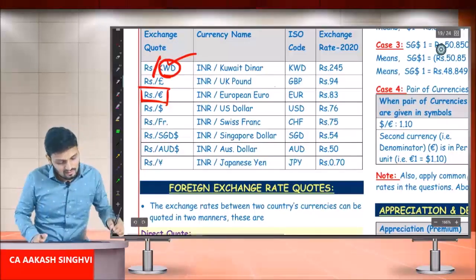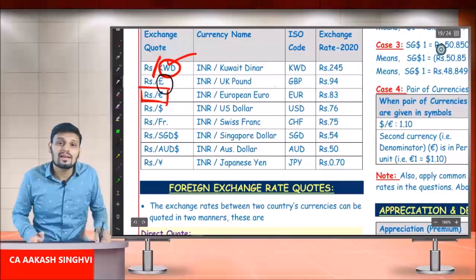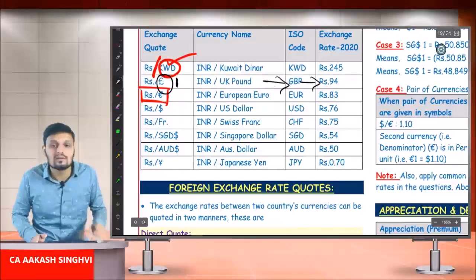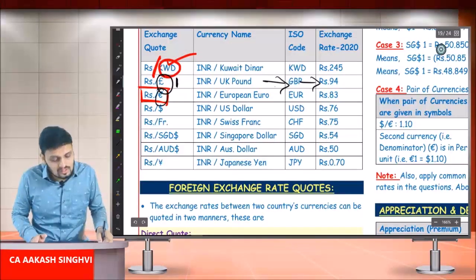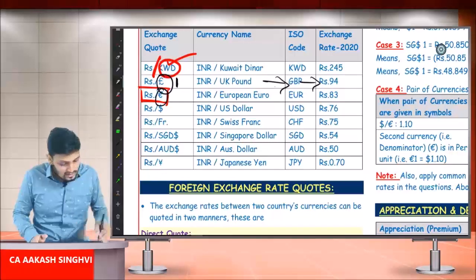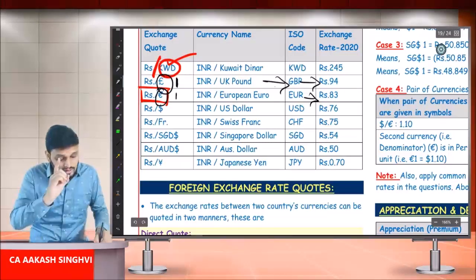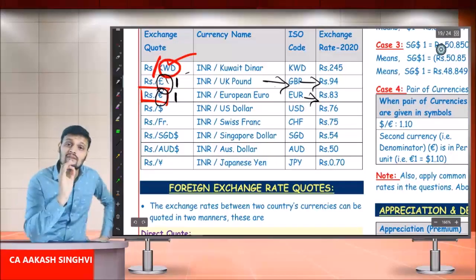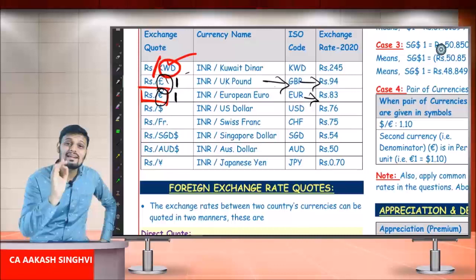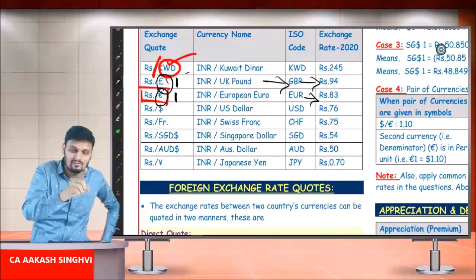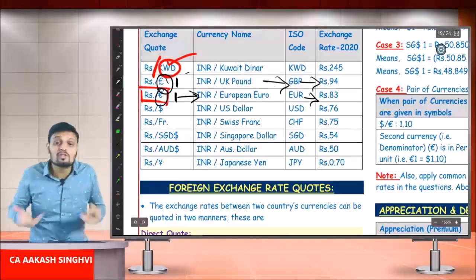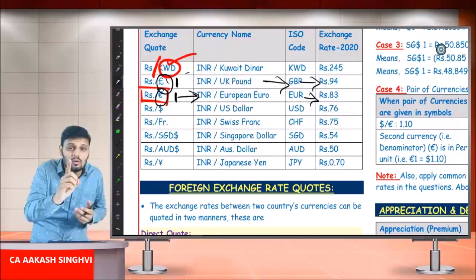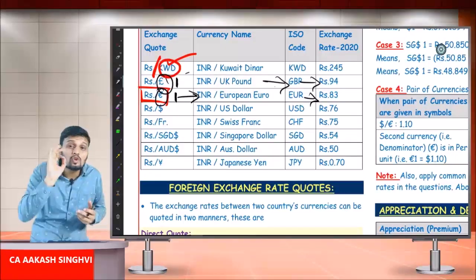For example, if pounds is in the denominator, we can tell that this rate of rupees is for 1 pound. In the same way, if euros is in the denominator, we can denote that this rate of 83 is for 1 euro. Now what I am trying to conclude is, whichever currency is given in the denominator, generally that is the rate of the currency. For example, for 1 euro, how much should I pay? That is the rate of which currency? Euro or rupees? For 1 euro, how much should I pay? That is the rate of euro.